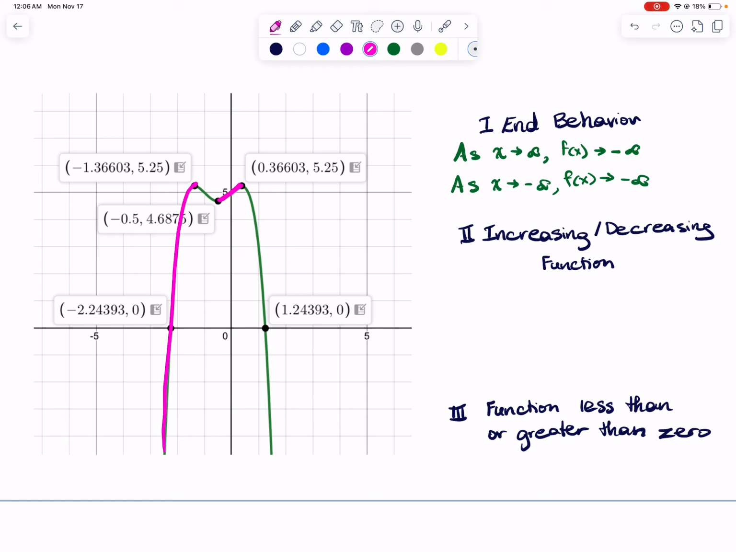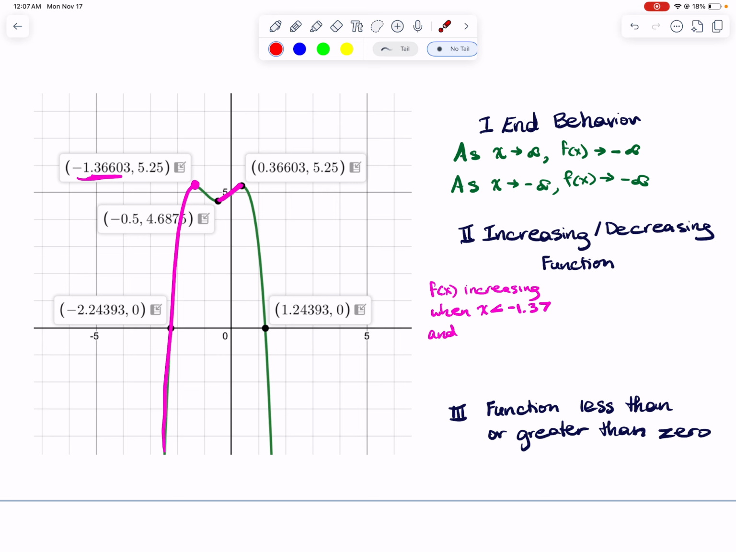And so the coordinate here is negative 1.37 approximately. So everywhere before that, our graph was increasing. So f of x was increasing when x is less than negative 1.37. And also when x is between those two values.